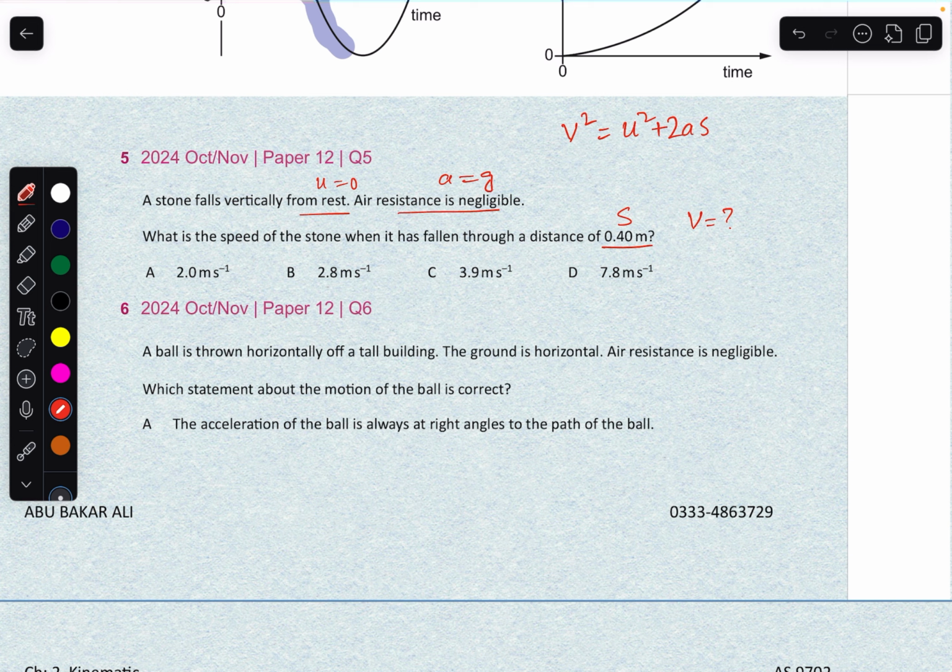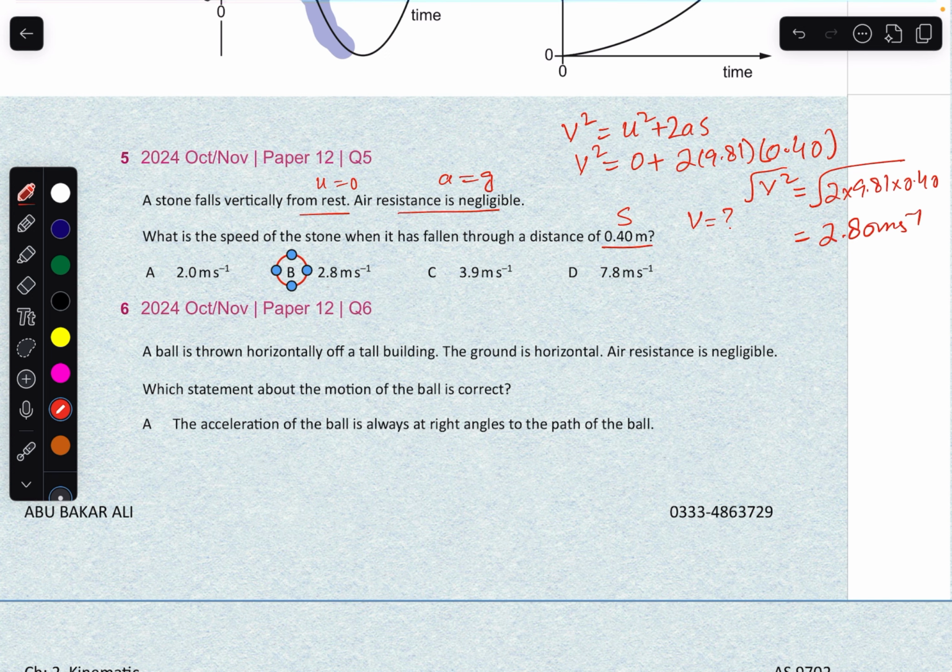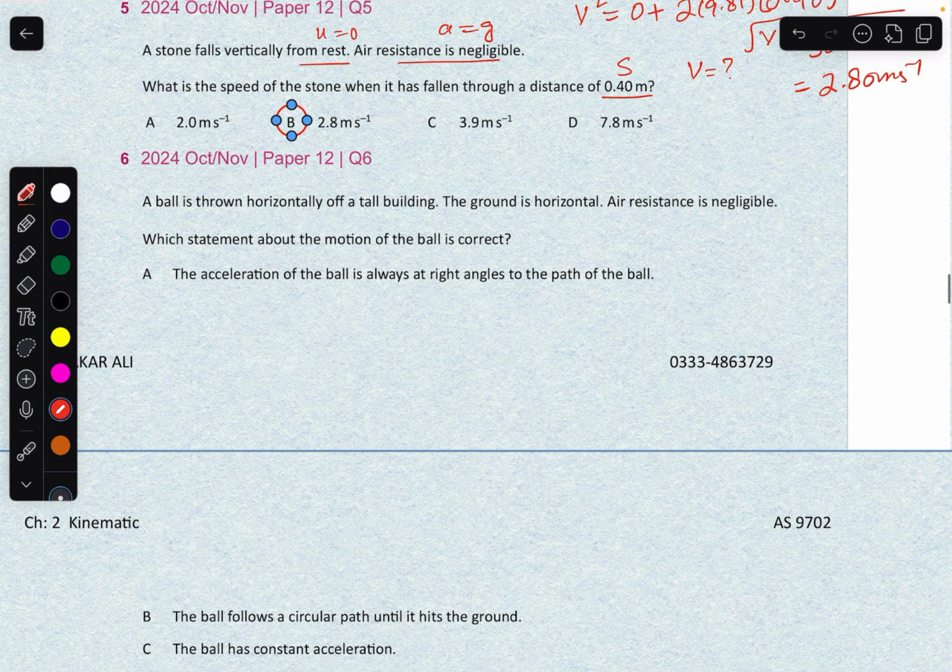So just put the values, v squared is equal to 0 plus 2 into 9.81 into 0.40, and you will get v squared is equal to, okay, to cancel the square, you have to take the square root on both sides. So it will be the square root of 2 into 9.81 into 0.40. That will give you 2.80 meter per second. 2.80 is option B.